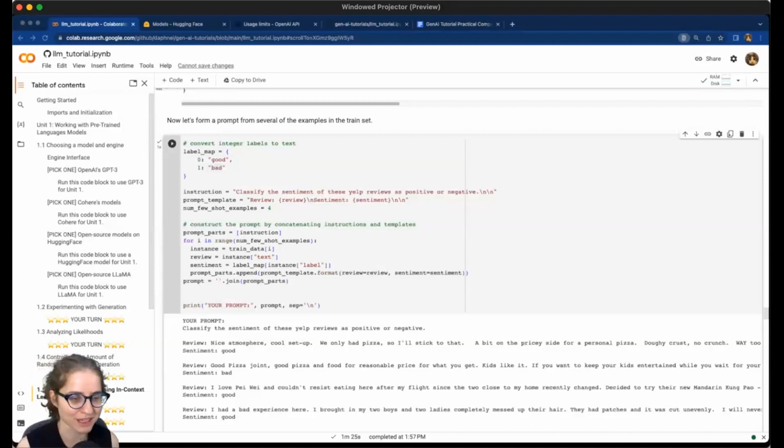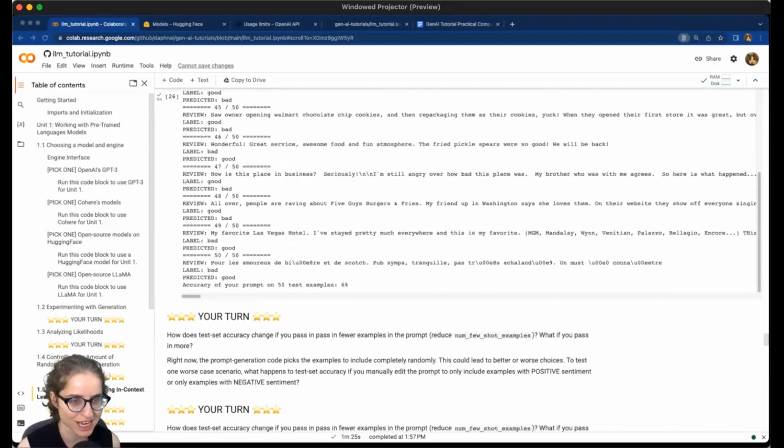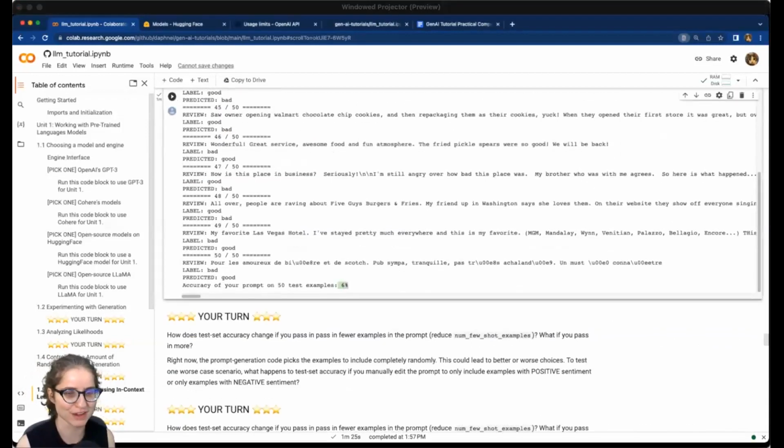But when I ran this for GPT-3, I got an accuracy on my validation set of 6%, which really means that because my mapping was flipped, GPT-3 got 94% accuracy on doing this task correctly, even though every single one of the examples I gave it in my few shot prompt was labeled incorrectly. Because what your few shot prompt is really teaching the model is the structure of the task you want it to do.